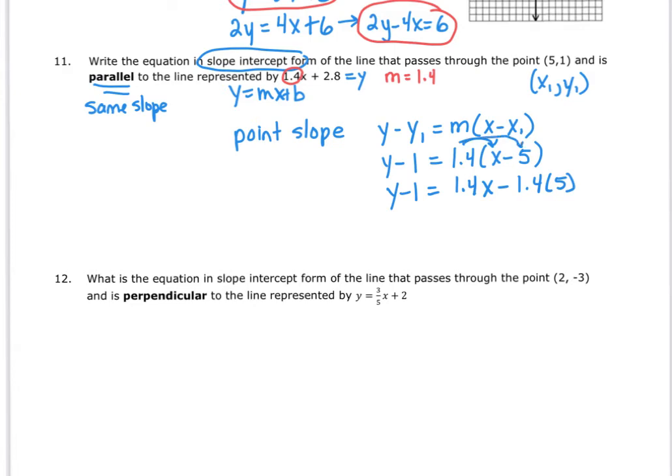If I simplify that, y minus 1 equals 1.4x minus 7, since 1.4 times 5 is 7. Now I'm almost there. If I add 1 to both sides, y equals 1.4x minus 6. And that is my equation in slope-intercept form.